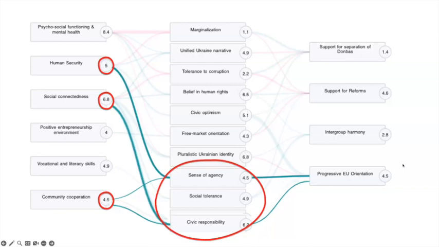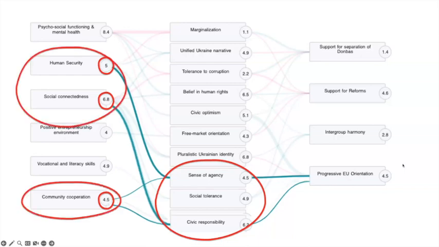We can also see on the outcome level that sense of agency and civic responsibility are working on these indicators. Working on these drivers to maintain these indicators would also help us increase and contribute to progressive EU orientation. There is an outcome level, and we can build these models for different theories of change and different outcomes of interest.